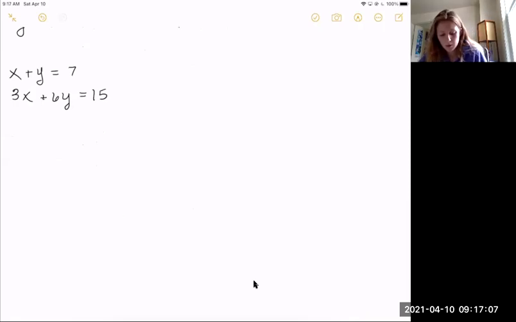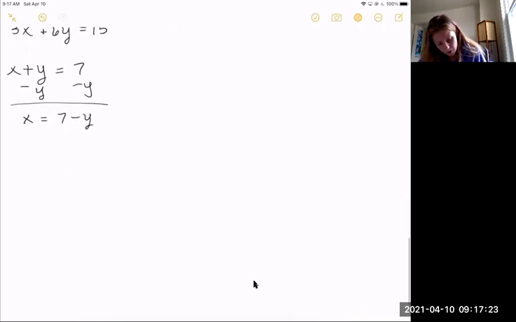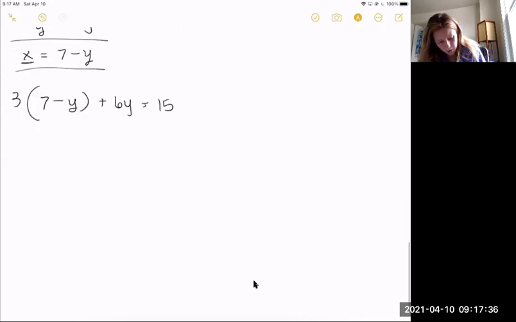So what I'm going to do is take this equation, x plus y equals 7, and solve for x. So I'm just going to subtract y from both sides. Then we're going to get x equals 7 minus y. So from here, I'm going to plug this value, which I have for x, into this equation. So 3 times 7 minus y, because that's what x equals, plus 6y equals 15. So I'm going to multiply through here. So we're going to get 21 minus 3y plus 6y equals 15.